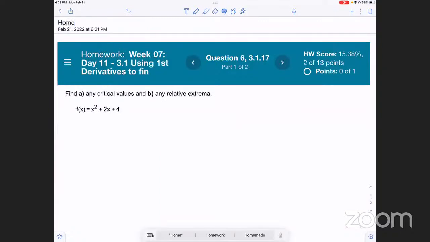So this is a homework session. This is 3.1 using first derivative, and 3.2 using second derivative. This is calculus in business, Spring 20.